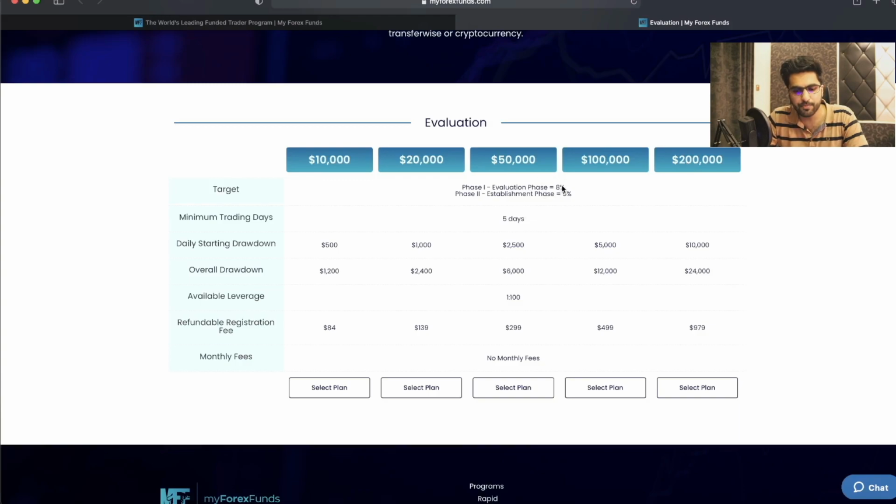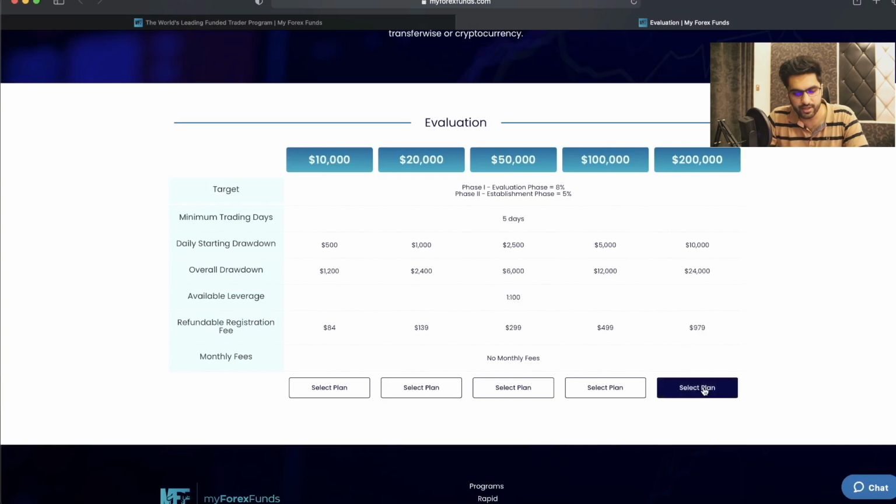We have to make 8% in phase 1, then 5% in phase 2. Minimum trading days are 5. Daily starting drawdown will be $10,000 on a $200,000 account. Overall drawdown will be $24,000 on a $200,000 account. The account leverage will be 1 to 100 and the refundable registration fee will be $979.